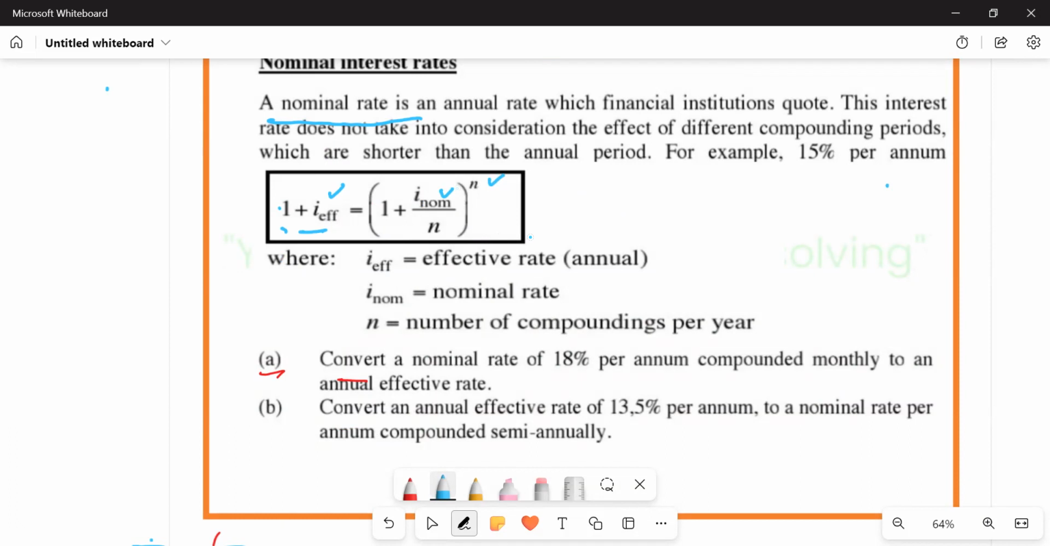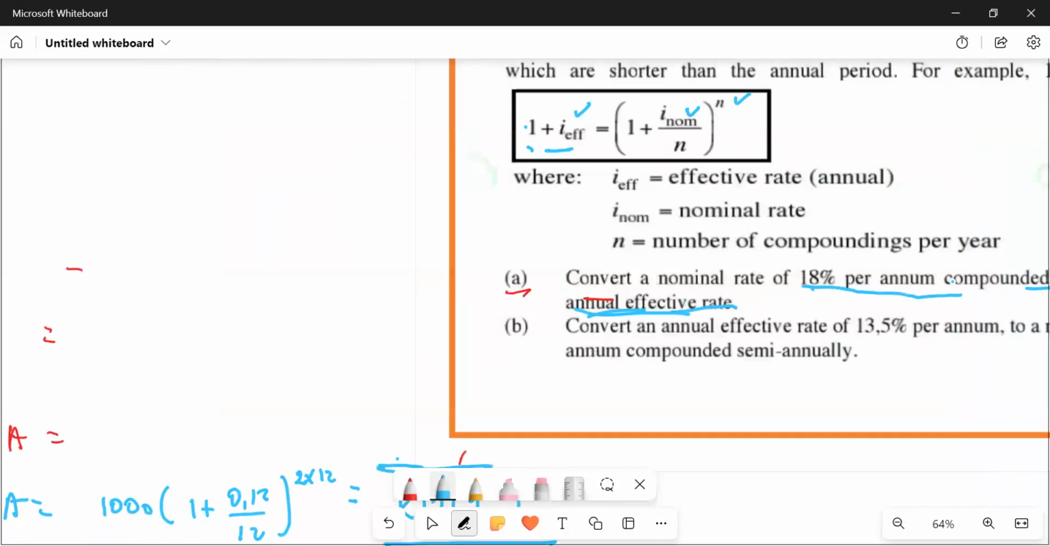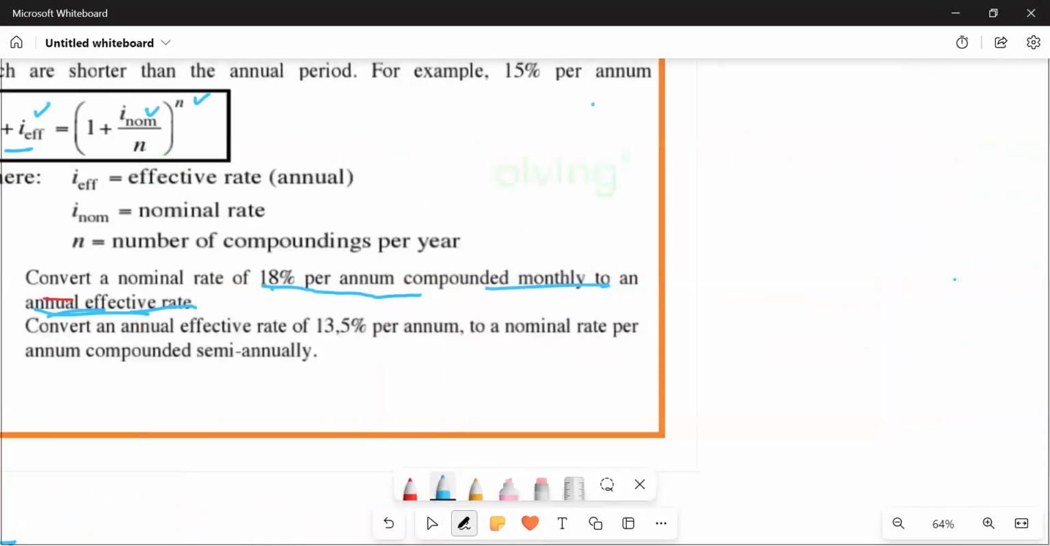The third one. Right? So if we take number A, for example, they say, convert the nominal interest rate of 18% per annum compounded monthly to an annual effective interest rate. So what are we looking for, Tina? We are looking for I effective. Okay? So how are we going to get I effective for this thing then?